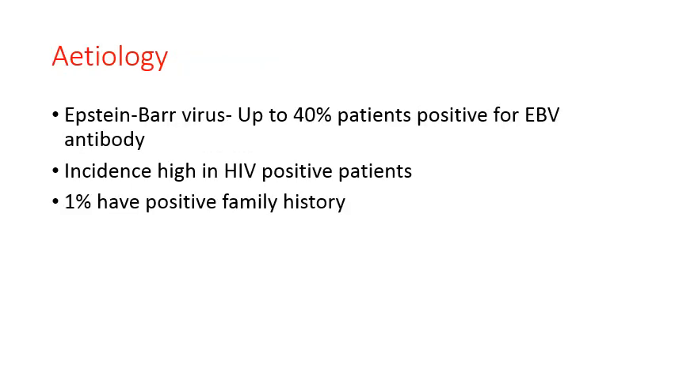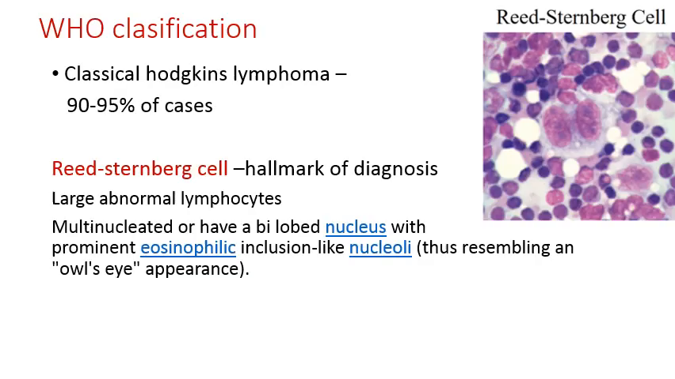Unlike in other malignancies, lymphomas have shown some etiological factors. Now, if you take Hodgkin's lymphomas, Epstein-Barr virus has been recognized as an etiological factor because up to 40% of patients are positive for EBV antibody. In addition, Hodgkin's lymphoma is high in incidence in HIV positive patients, and 1% of these patients have a positive family history.